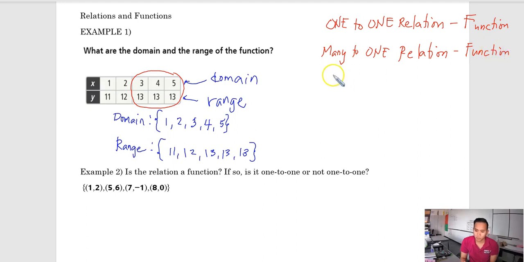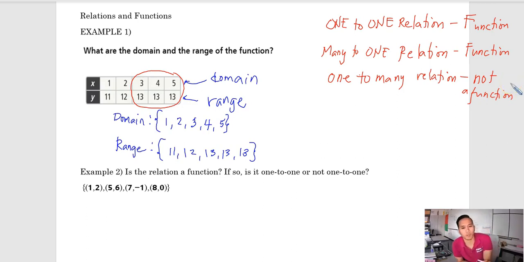Okay, so if it is one-to-many, the one that I wrote again, one-to-many, meaning one value of x is partnered to many. This is still a relation, but not a function. So that is how easy you will identify if a given relation is a function or not.